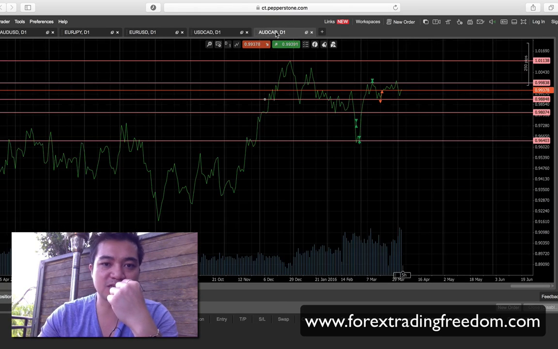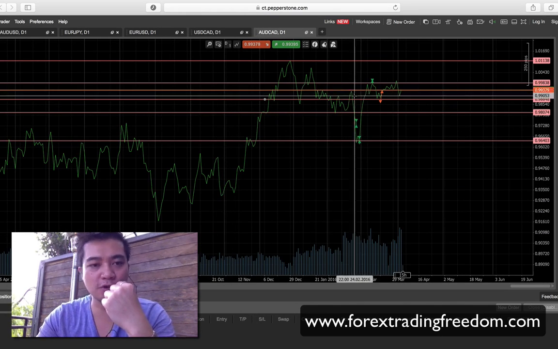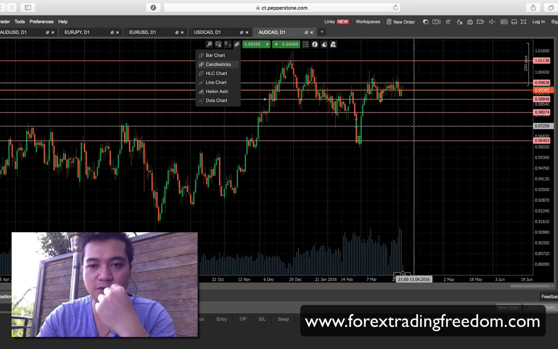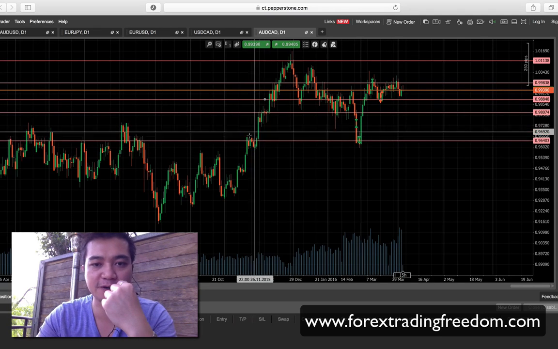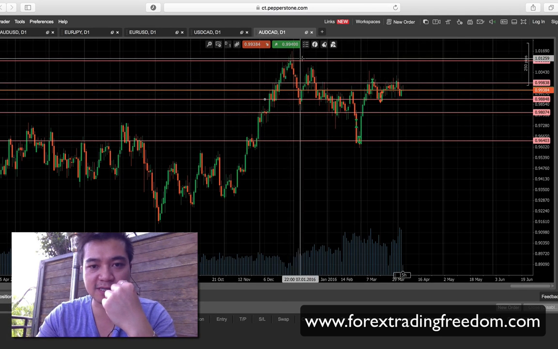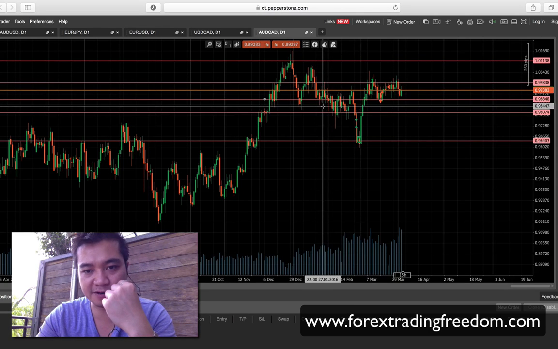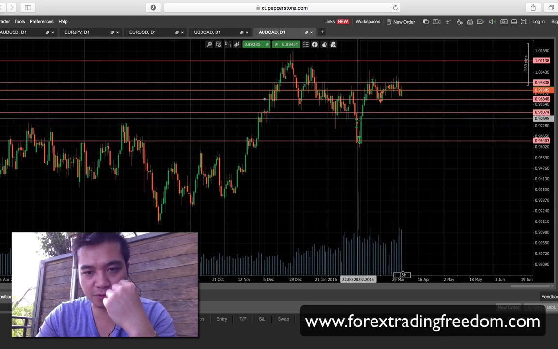Okay, let's have a look at the last one. I won't go through all the pairs, but I'll just go for a few of them. I just had this on the line chart, so let's switch this over to the candlesticks. Okay, beautiful. In the past, it went up, went down, tested the resistance there, went down, broke through the support around that area, and went right down.